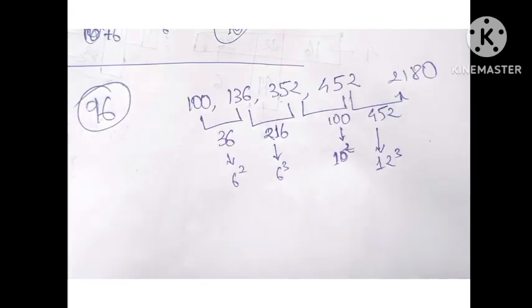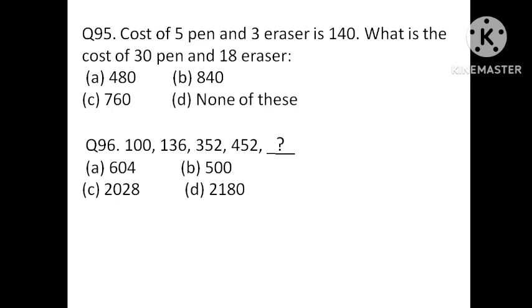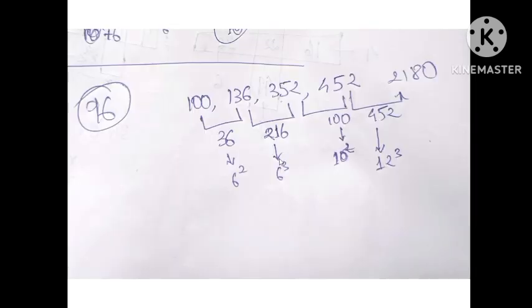Okay. Question number 96. See here. You have to find a pattern, okay? What is the series given here? 100, 136, 352, 452. Then you have to find the next number. So how does the series go here? The difference between 100 and 136 is 36. 36 is 6 square. And then the difference between 136 and 352 is 216. 216 is 6 cube. And then the difference between 352 and 452 is 100 again. 100 we can write as 10 square.